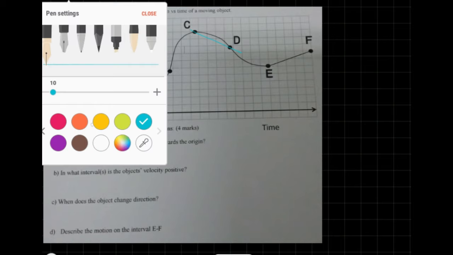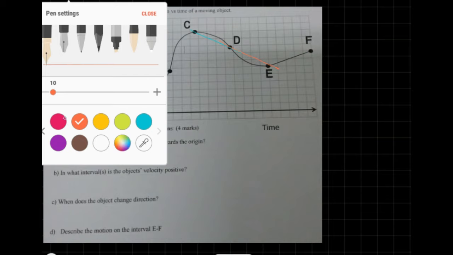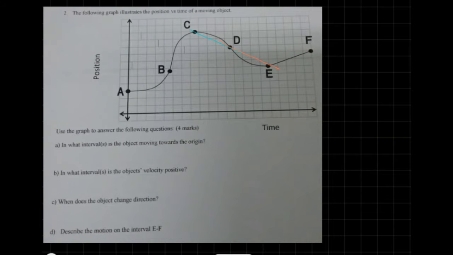So I'm going to draw the secant in blue. And there's also another secant, I'm just going to use a different color here, with a negative slope between D and E. So in both cases, the object is moving towards the origin, right? Because it's going back in direction, so it basically would have a negative direction. If we say that the position moving away from the origin is positive, the position moving towards the origin is negative. So this is going to be our positive direction for the time being. Positive directions are going to be shown by a positive secant. So the interval in which the object is moving towards the origin is between C, D, and E, right?